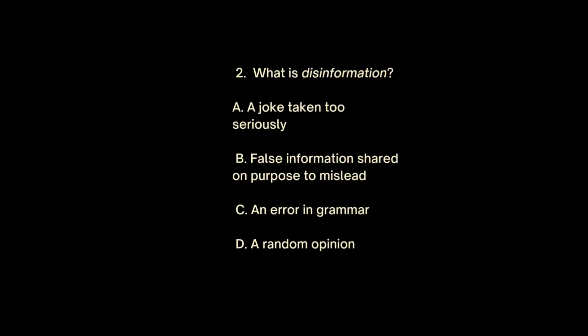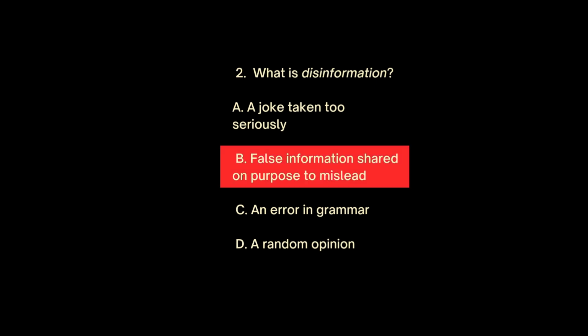2. What is disinformation? A. A joke taken too seriously. B. False information shared on purpose to mislead. C. An error in grammar. D. A random opinion. The answer is B. False information shared on purpose to mislead.